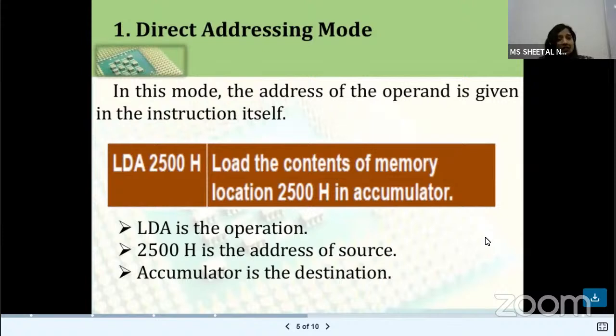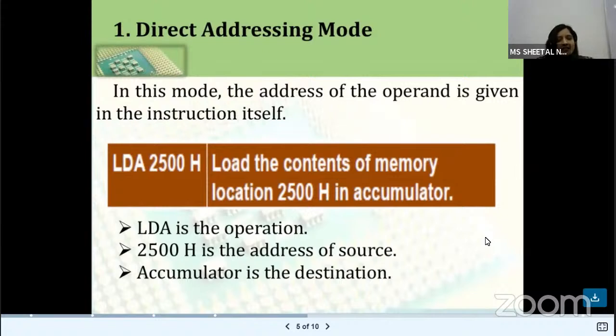In front of this instruction we have an address, that is 2500h, means the address is directly specified within the instruction. LDA is the operation, 2500 is the address of source, accumulator is the destination, means the contents of this memory location will move to the accumulator, and finally data will move with the help of this instruction from memory location 2500h to accumulator.